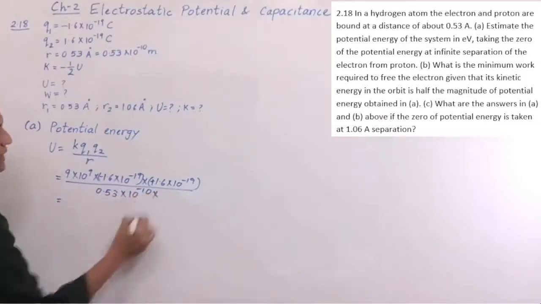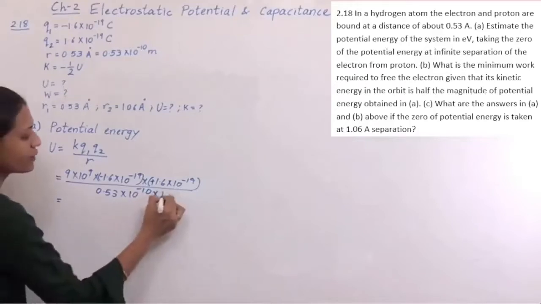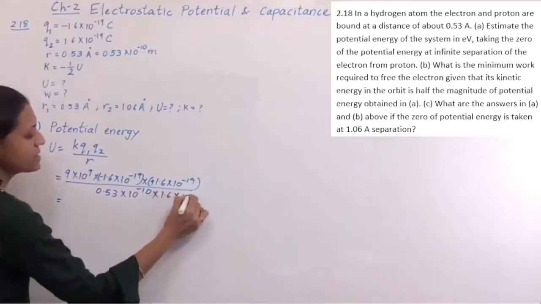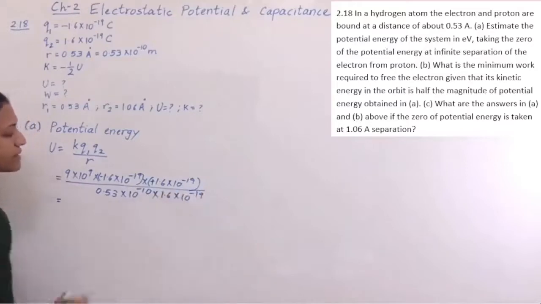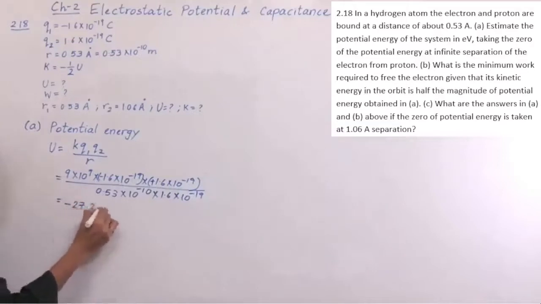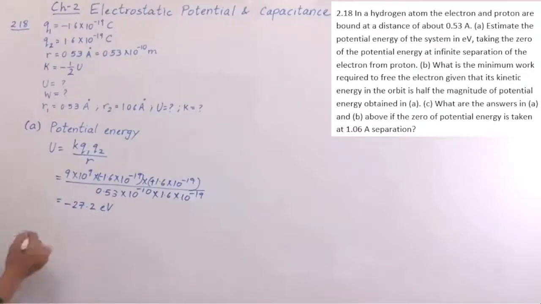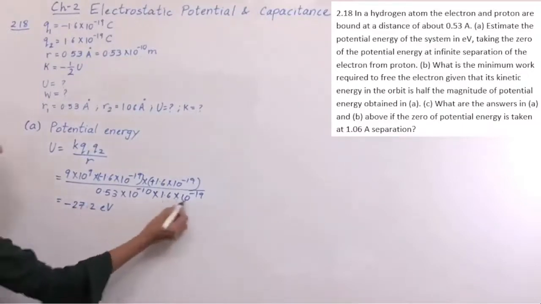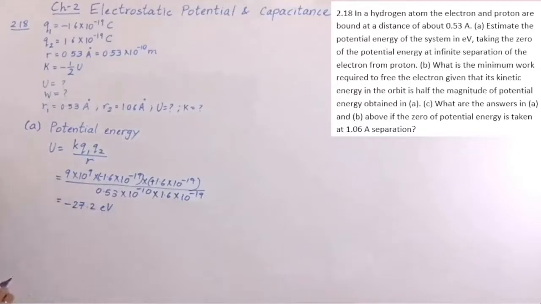Moreover, if you want to find this energy in electron volt, you will divide this by 1.6 into 10 raised to minus 19. So the final answer would be negative 27.2 electron volt. In joule, it will be around 43 point something. It will be 43.4 into 10 raised to minus 19 joule, and when you divide it by this, you will get 27.2 electron volt. Okay, so this is the first answer.